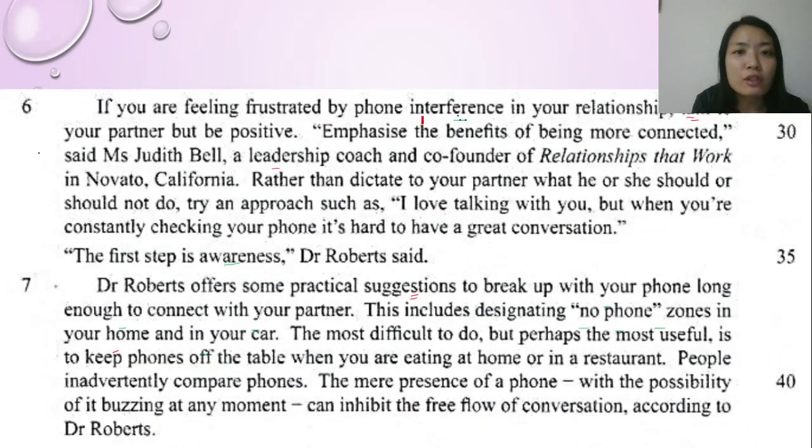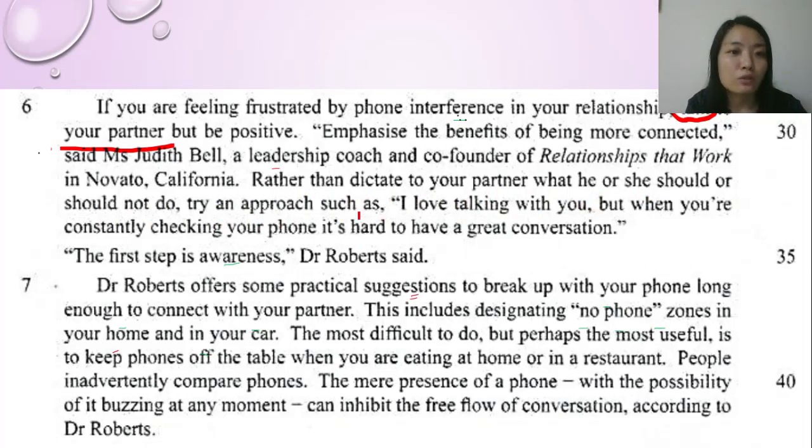If you're feeling frustrated by phone interference in a relationship, talk to your partner but be positive. This is asking you to talk to partner already. Emphasize the benefits of being more connected. Rather than dictate to your partner what he or she should or should not do, try an approach such as, I love talking to you, but when you're constantly checking.